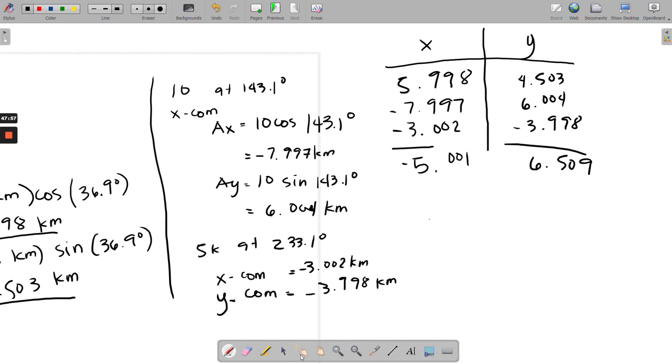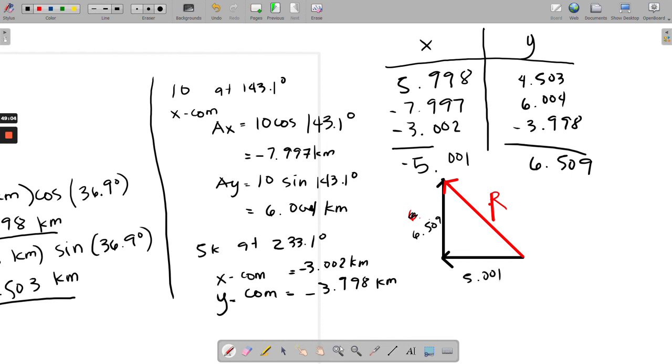After getting that, you can now draw your resultant. So remember, the x component is negative, meaning it's going along the west direction. Let's imagine that's our x component, and the y component is positive, so it's going up. So we have about 6.5. Then your resultant: connect the tail to the head of your last component, and that is your resultant. So this is 6.509, and this is 5.001.